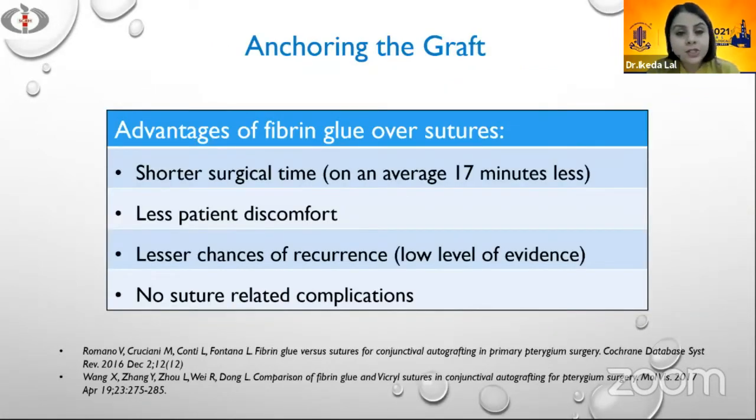What are the advantages of using fibrin glue over sutures? Shorter surgical time is one of the greatest advantages. In the Cochrane review, it has been found that on average it takes 17 minutes less. Patients are more comfortable. They complain of less watering and foreign body sensation post-operatively. There is some evidence to suggest that there might be lesser chances of recurrence. And of course, there are no suture-related complications.